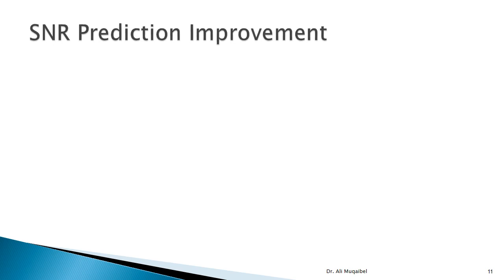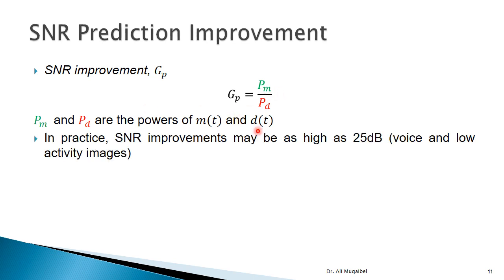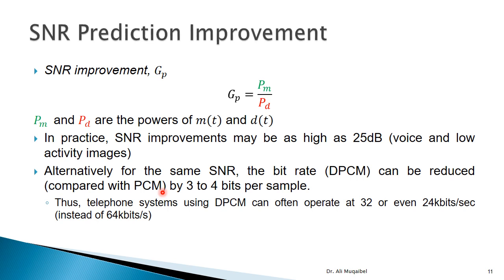For the signal to noise ratio, we're going to have an improvement, and this signal to noise ratio improvement can be referred to as GP, the processing gain. It's the gain that we get by thinking. It's the power of the original message divided by the power of the difference. How much gain we have, we can compare the power here. So this is the power of the message and the power of the difference signal. In practice, the values that we expect are usually about 25 dB for voice and low activity images, and that's of course a very good amount of gain, huge gain just by thinking.